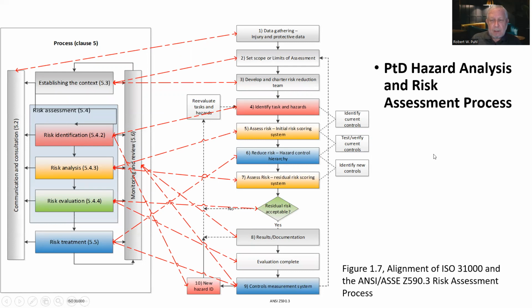Now, this is the hazard analysis and risk assessment procedure, and you can see on the left-hand side that first thing, and I am not going to read this to you. You can look at it in a book, and you can see how these things interact. It's figure 1.7 in your book. Pretty easy to find.